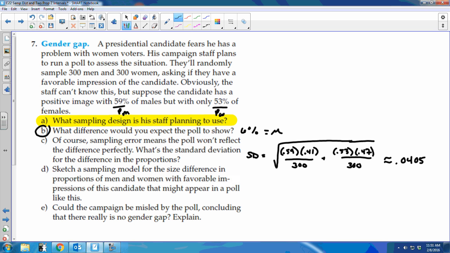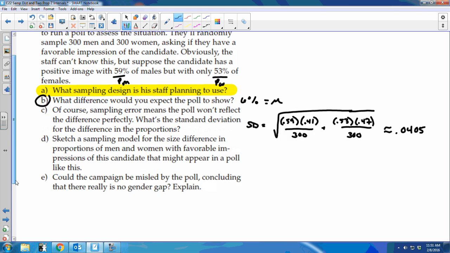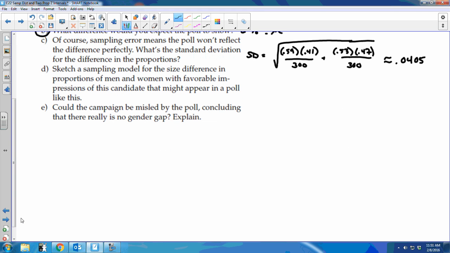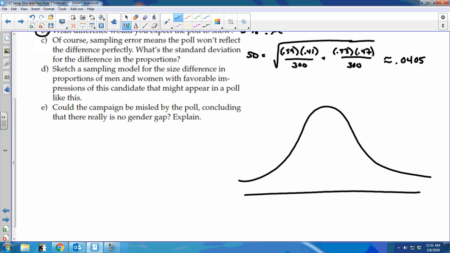Okay. D says then sketch a sampling model for the size difference in the proportions of men and women with favorable impressions of this candidate that might appear in a poll like this. So if we're going to sketch the model, we know it's a normal model. We expected the difference to be 6% with a standard deviation of about 4%, right?